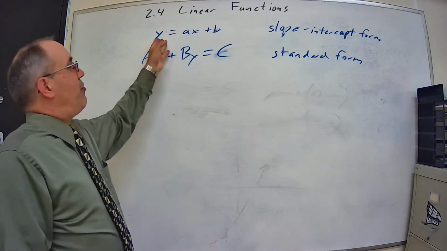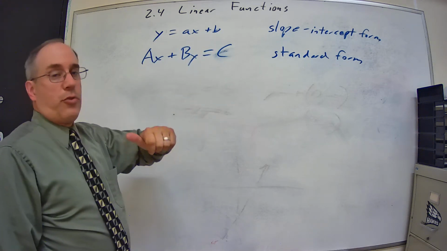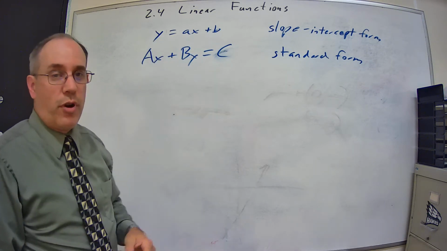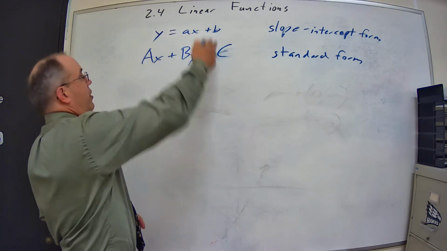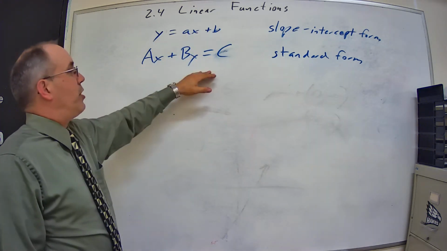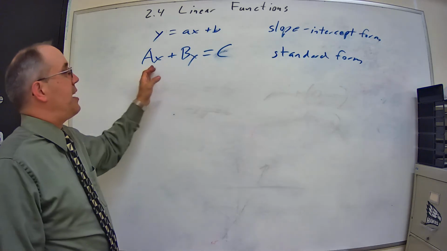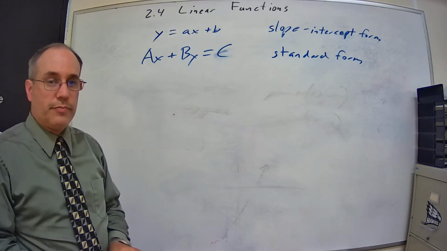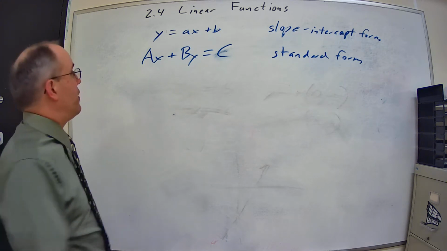If we have an equation for a line in the form y equals ax plus b, or the slope-intercept form, we can move the variables around, move everything around, the terms and such, and we can put it into standard form. If we have it in standard form, we can move it into slope-intercept form. So let's take an example of that.